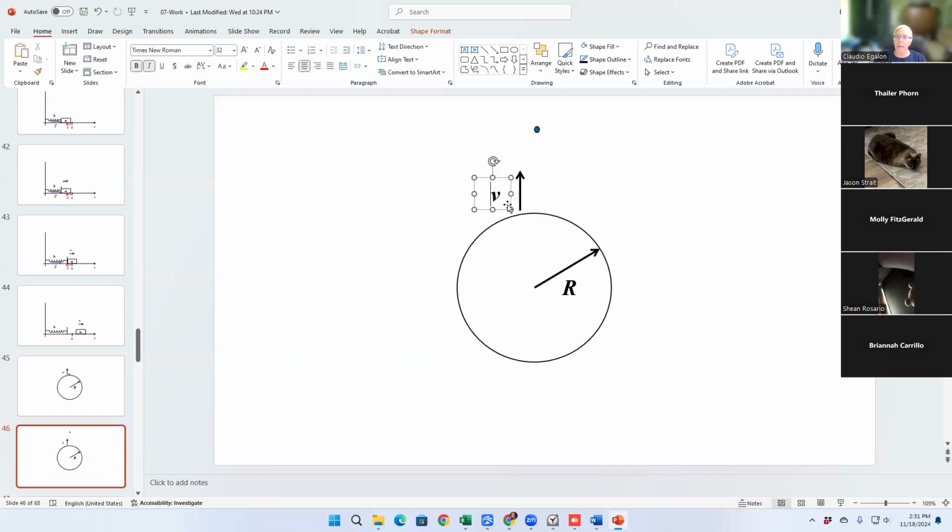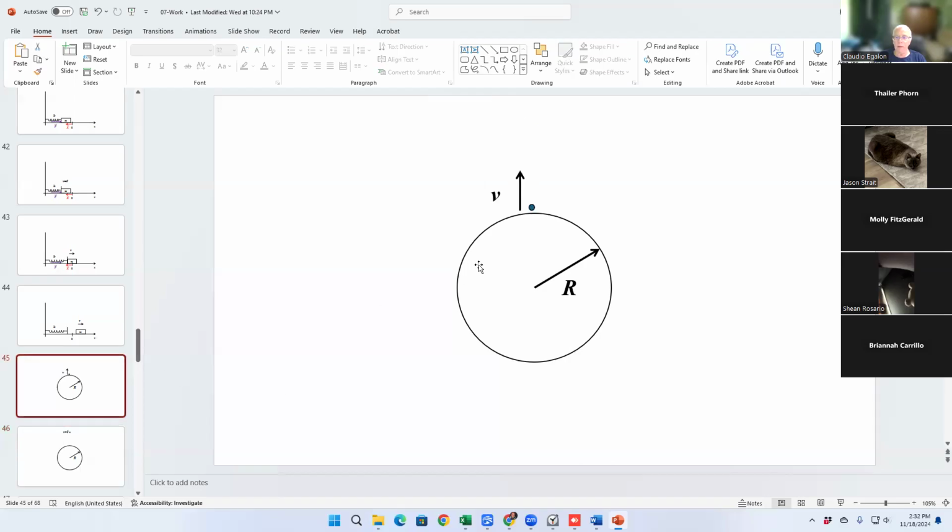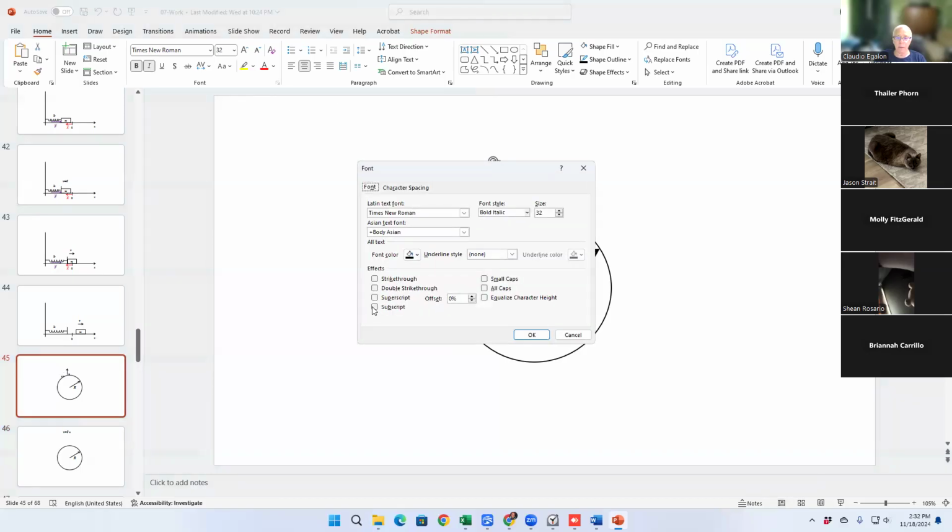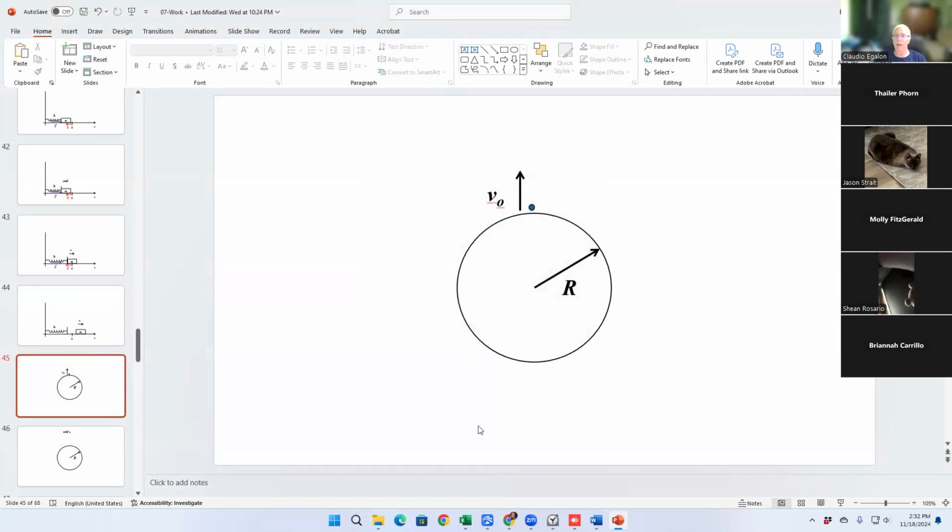Okay, and the highest height is achieved whenever the velocity is equal to 0. Final velocity. I'm going to even put it here, initial velocity, so there is no doubt about that. Subscript. Okay. Let's put a vector like that. Initial velocity. Final velocity.